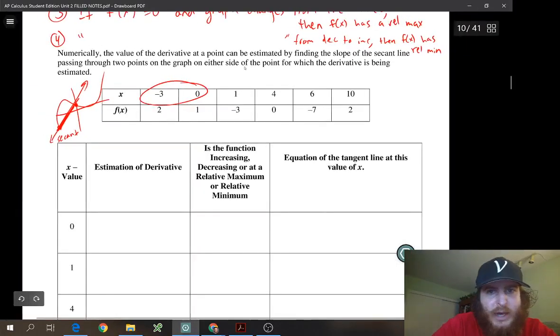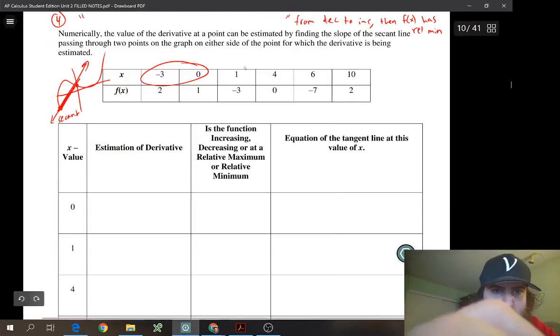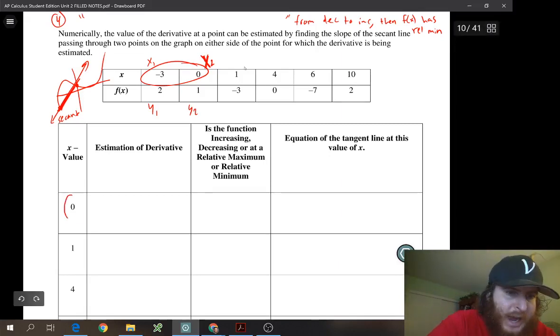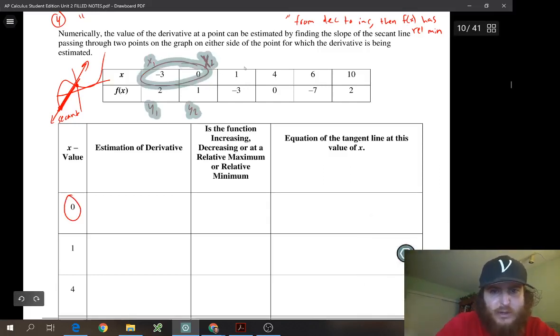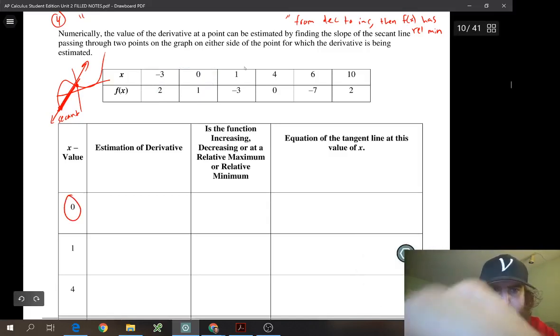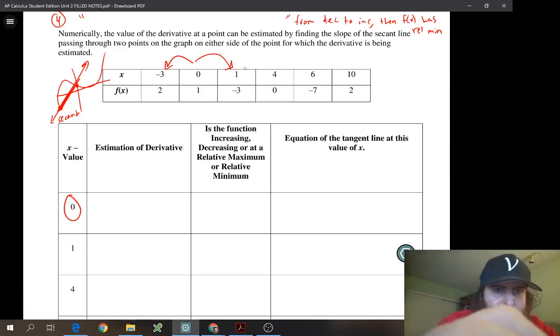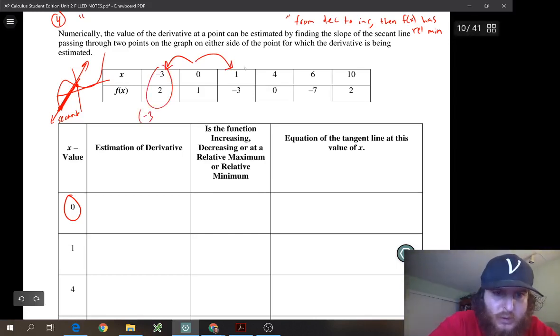So the way we would estimate a secant line is I have 2 points, right? So I have an x1, I have a y1, sorry, an x2, and I have a y1, and I have a y2. So our estimate of that is going to be kind of going to that. Now, if I'm going to estimate at 0, okay, I'm actually not going to use 0. I'm going to use what's around 0. So if I want to estimate at 0, I want to use my secant line for the points around 0. So this is going to be kind of my first point would be -3, 2, and my second point would be 1, -3.